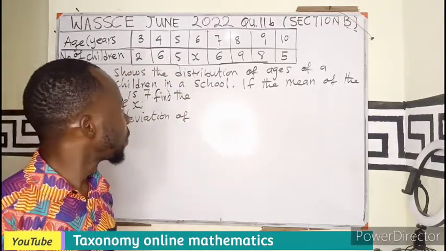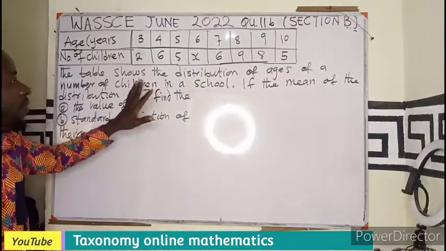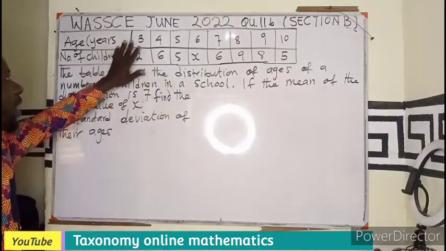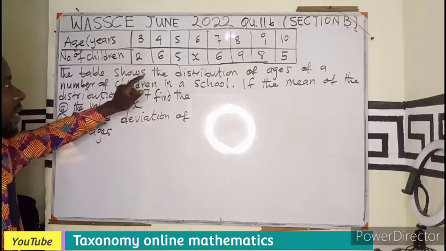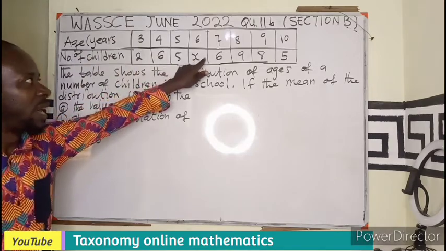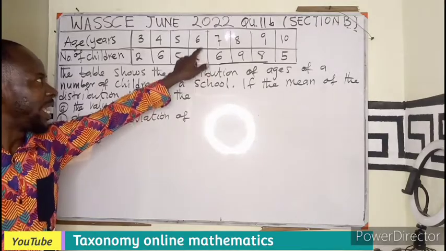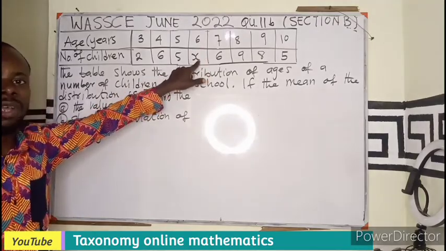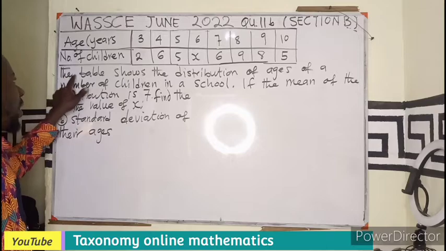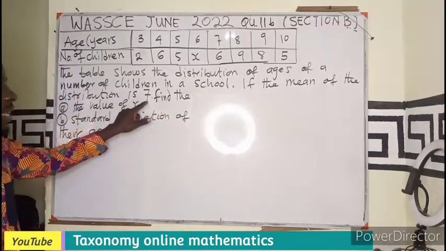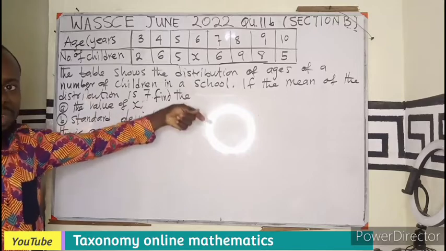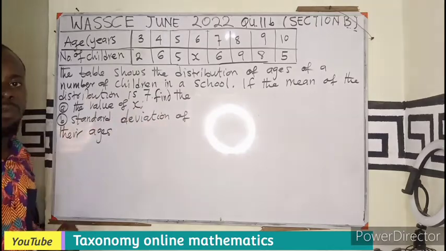So this question is on statistics. We have ages as marks. We have number of children as frequency. You can see that the frequency for the age 6 is not given to us. That is why we were given that the mean of the distribution is 7. So the mean is given to us, and we need to find the value of x.